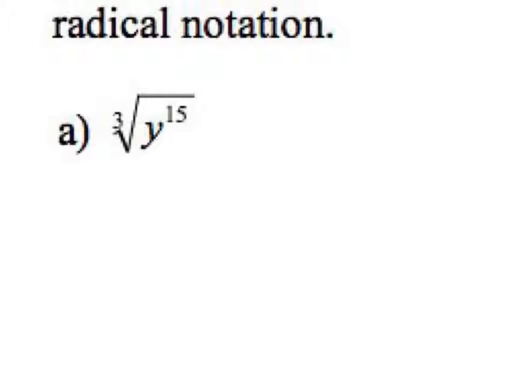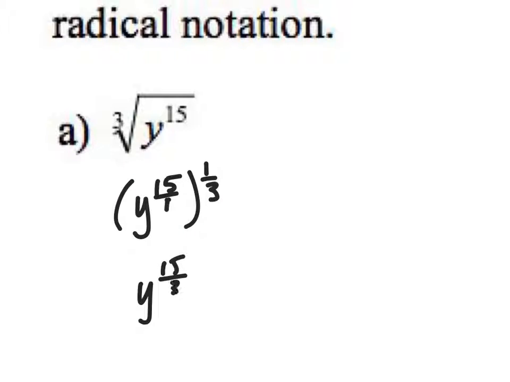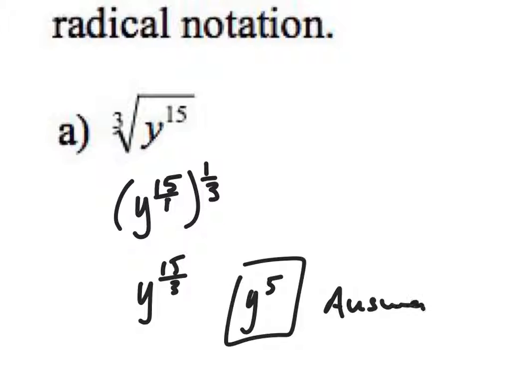What I want to do is rewrite this. When I have y to the 15th and I'm taking the cube root, I'm really raising this to the 1/3 power. If I multiply my exponents, 15 over 1 times 1 over 3, I get y to the 15/3 power, which gives me y to the 5th. And that's my answer. So that one works out pretty well.